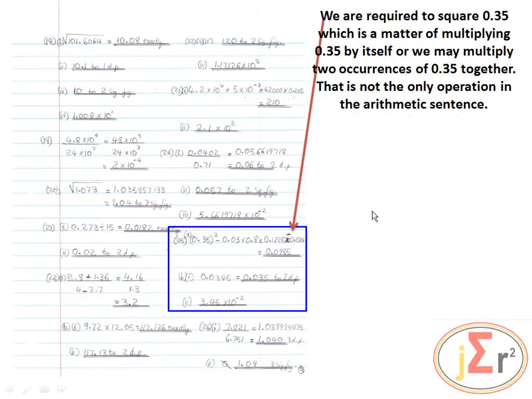We are required to square 0.35. Of course, that is just a matter of multiplying 0.35 by itself, or we may multiply, as we would say, two occurrences of 0.35 together. That is not the only operation in the arithmetic sentence, but that one, if we do it without the use of a calculator, will take more time and effort.